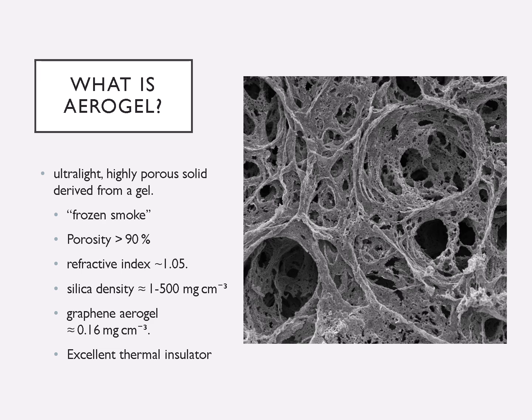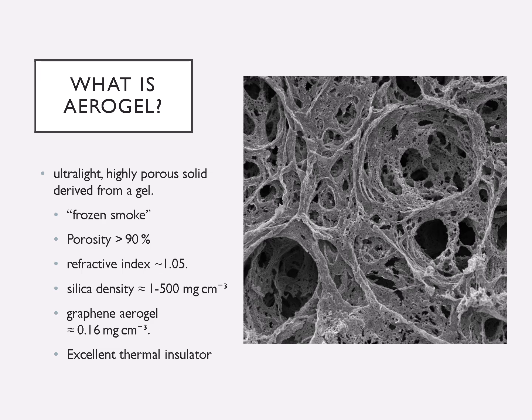The porosity of aerogel is over 90%, and a lot of times it is over 95%. The refractive index is about 1.05, which is very low. Silica aerogel is the most common form of aerogel right now, and the density of this can be anywhere from 1 to 500 milligrams per centimeter cubed, but it typically falls right around 100 milligrams per centimeter cubed.